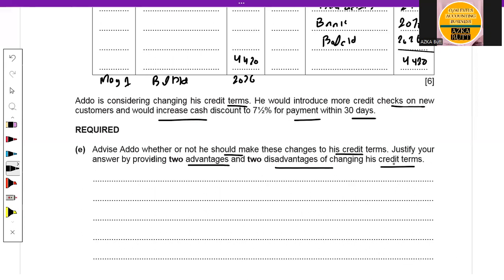In recommendation, I would say that he should give the discount, because as you can see, there's an irrecoverable debt of $215. So there is a bad debt of $215. So it means that we should give the discount so that customers can pay us early, and Ado can prevent bad debts. So this is the recommendation from my side.